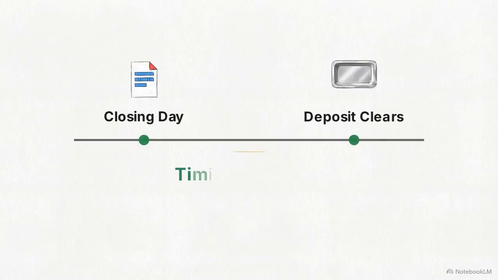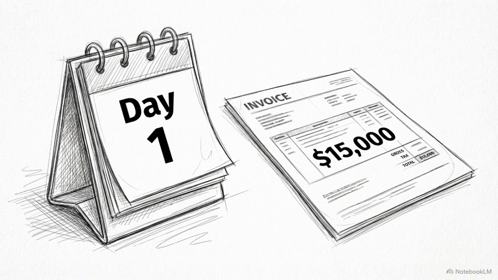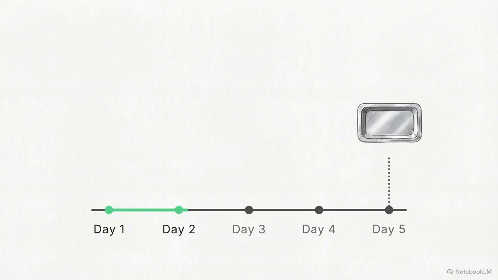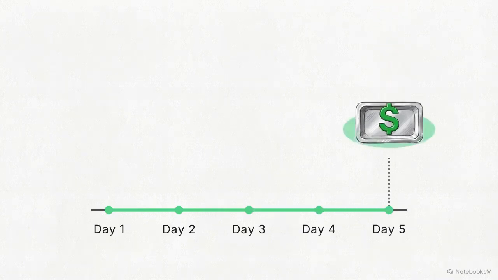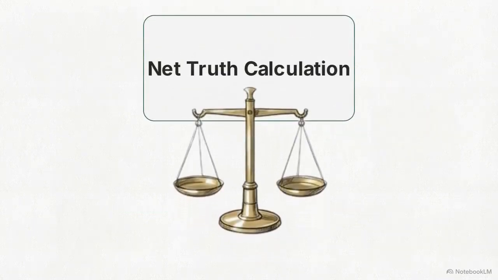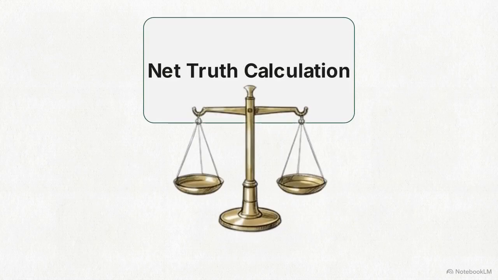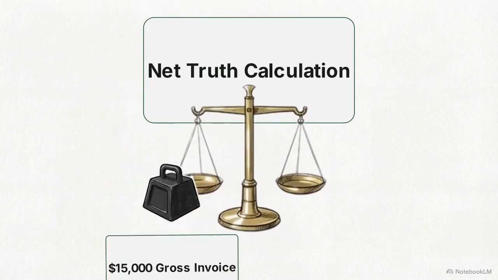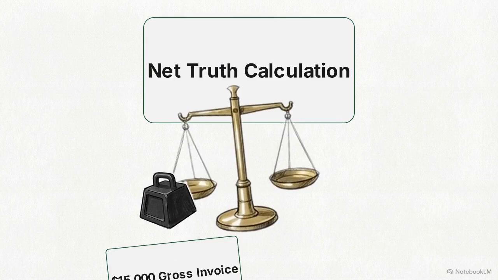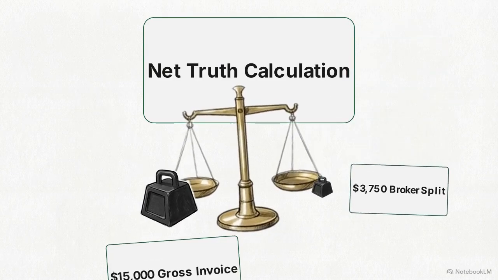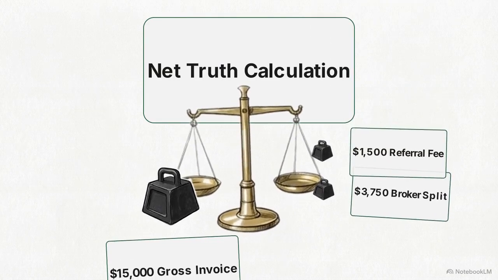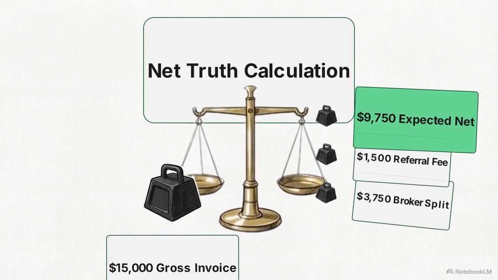There is a timing mismatch here. You record the gross income on the day the property closes, but the cash basis physical deposit from escrow takes 3 to 5 business days to clear. This diagram demonstrates how the system calculates the exact expected net income. It balances the large $15,000 gross invoice block on one side by mathematically subtracting the split blocks for the broker and the referral, leaving a precise expected net deposit of $9,750.